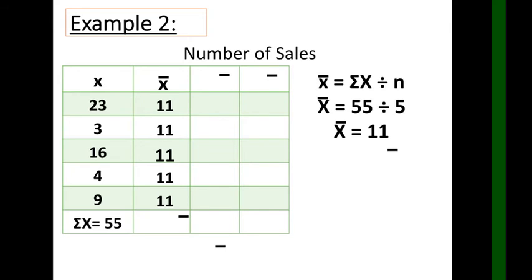Next, we have x minus mean, with the absolute value. So we have absolute value of x minus mean. And then 23 minus 11 is 12. 3 minus 11, negative 8. 16 minus 11, 5. 4 minus 11, negative 7. 9 minus 11, negative 2. Remember, these are absolute values, so you can add all of them without subtraction. So the answer is 34.